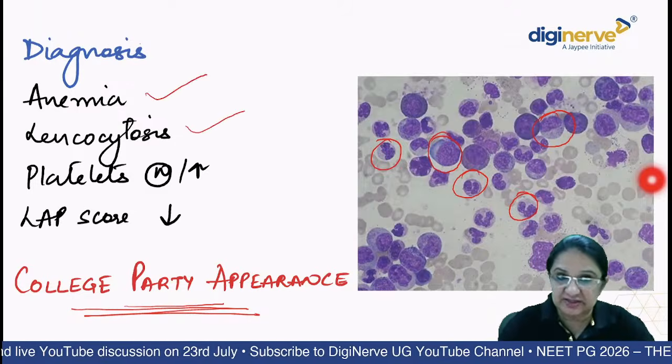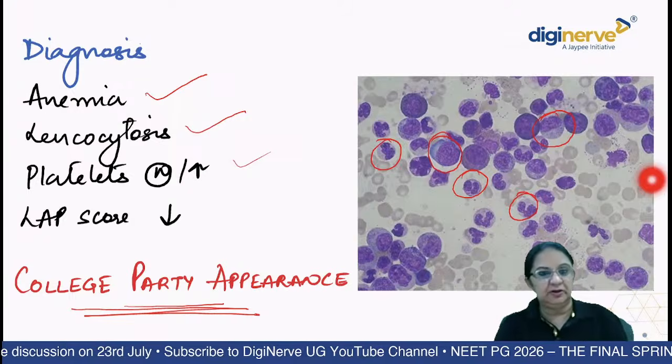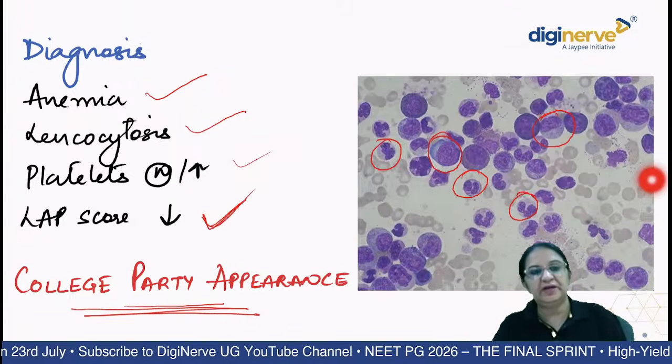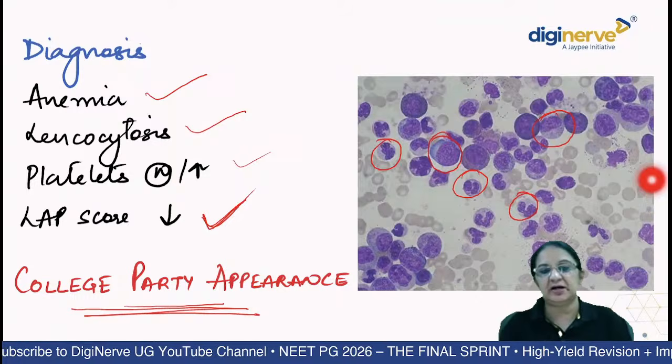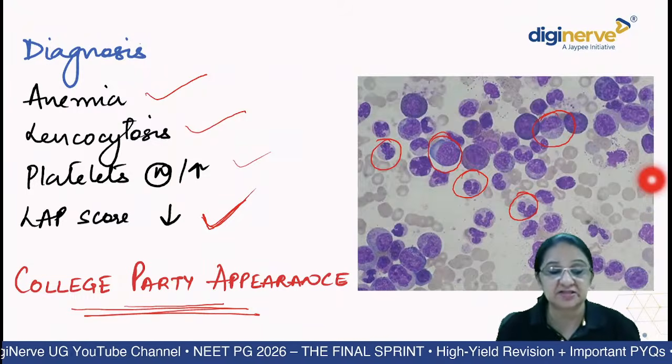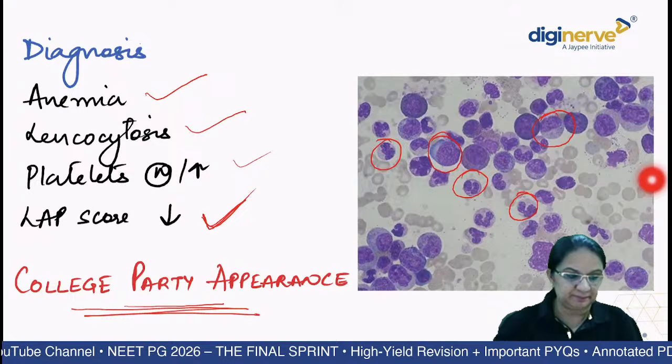Anemia, leukocytosis, platelets would be normal or low, and the LAP score would be low. Why? Because the neutrophil count as such is low, your precursor cells are more, right?